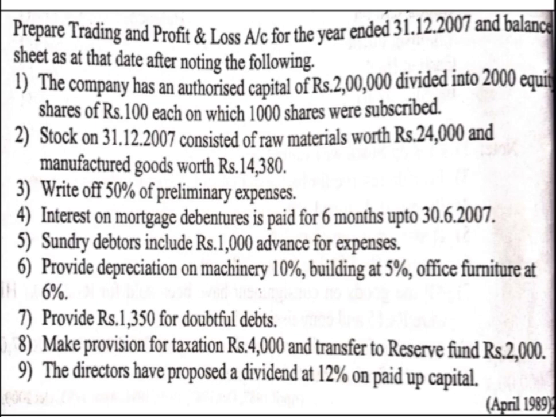Provide depreciation on machinery at 10%, building at 5%, office furniture at 6%. Provide rupees 1350 for doubtful debts. Eighth one, make provision for taxation to the extent of 4000 rupees and transfer to reserve fund to the extent of 2000. The directors have proposed a dividend at 12% on the paid up capital. Okay, so this is the question.